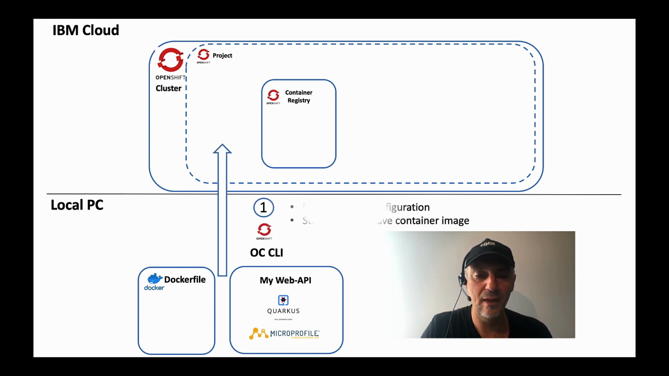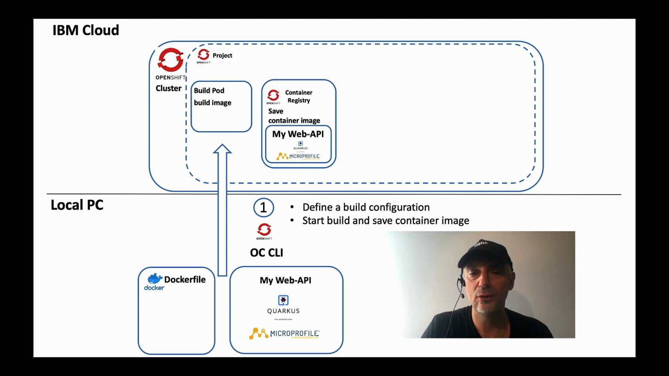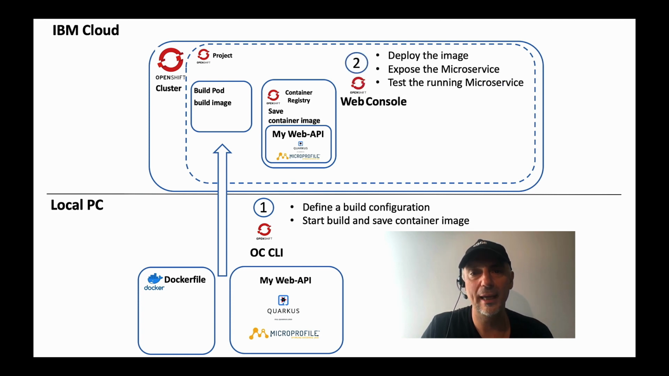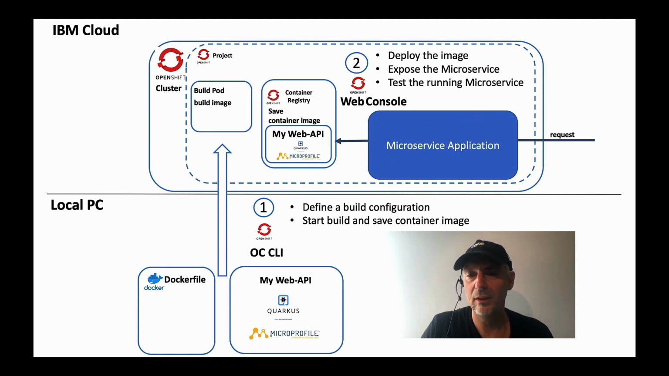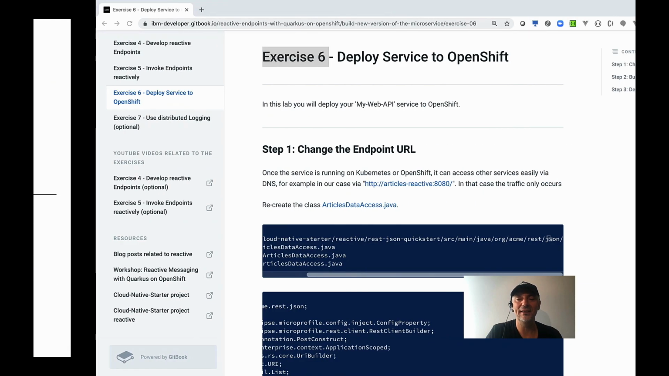We will use the OC CLI to define our own build configuration and start the build inside OpenShift and save the container image in the container registry of OpenShift. Then we will change to the web console and deploy the image so that we can use the image externally. We expose it, and everything is done without additional effort for us, so we don't have to define our own YAML files. That's a nice thing.